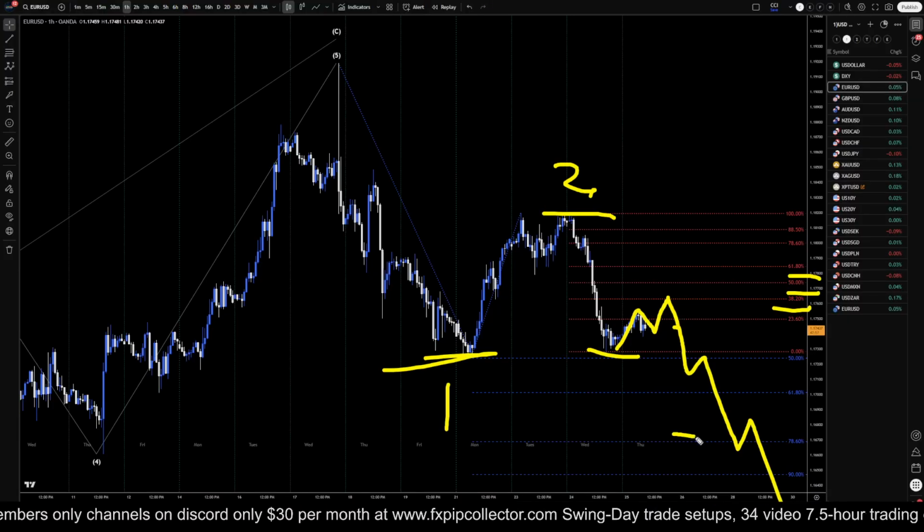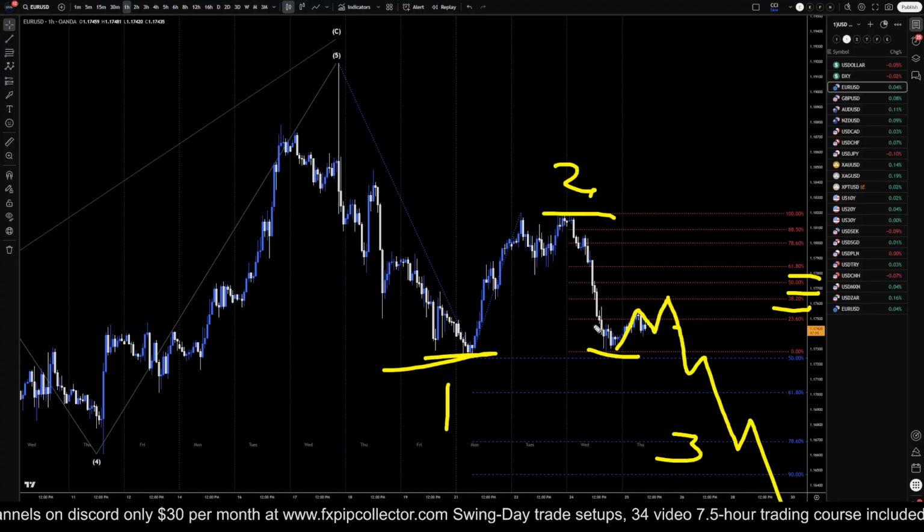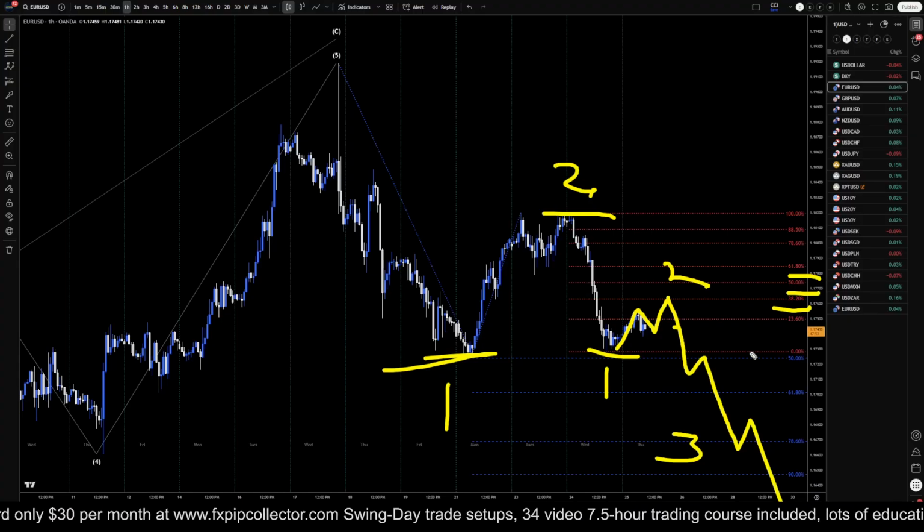because I'm thinking this is potentially a 1, 2, 3. So maybe we have like a 1 of 3, a 2 of 3, and then it goes down for a wave 3 of 3.